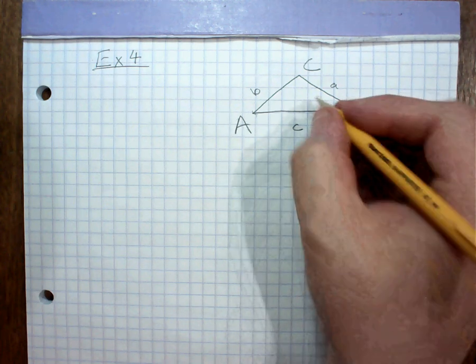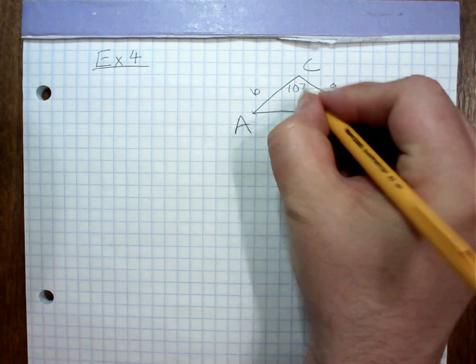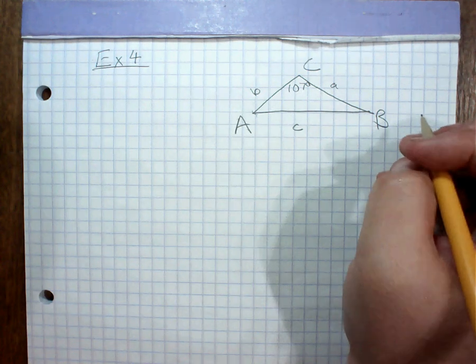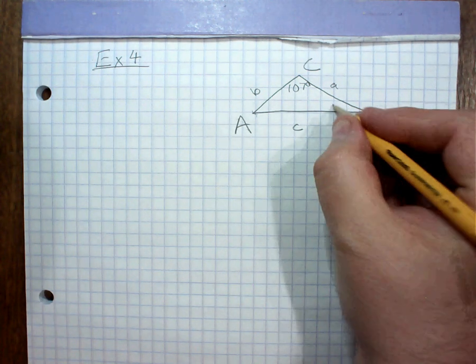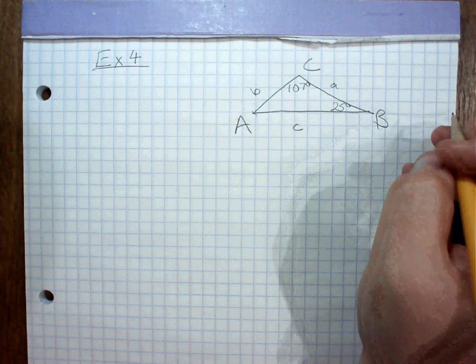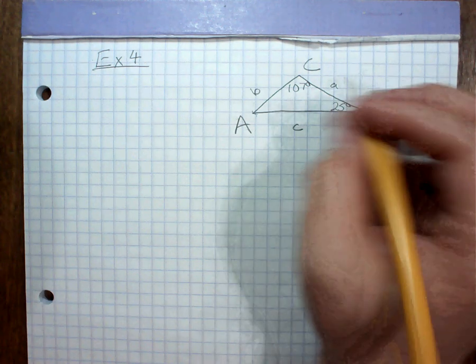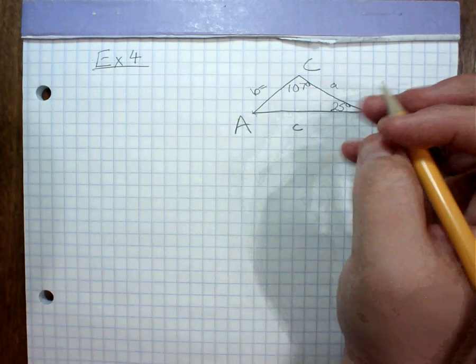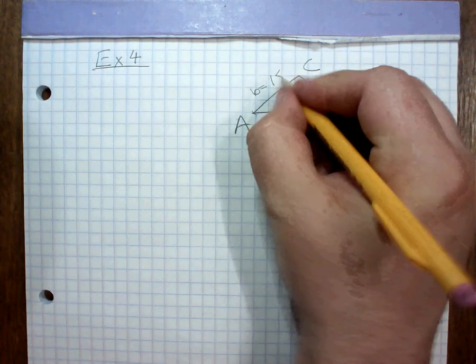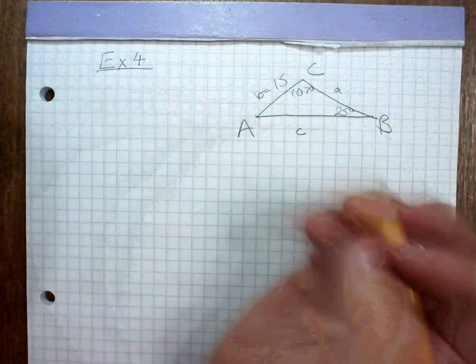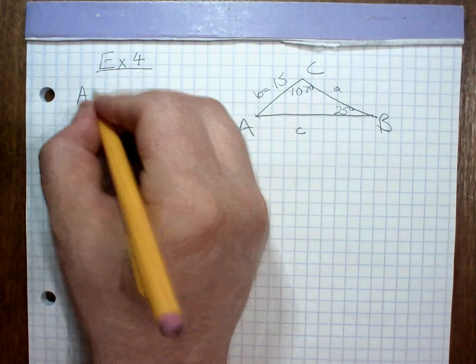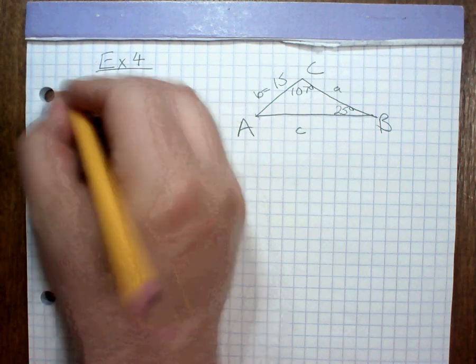And in this one, we're given the measure of angle C, which is 107 degrees, and the measure of angle B, which is 25 degrees. And then we're given this side here, which is 15. We're asked to solve the triangle, so in other words, what I'm trying to figure out is what is capital A, right? So I need the angles.